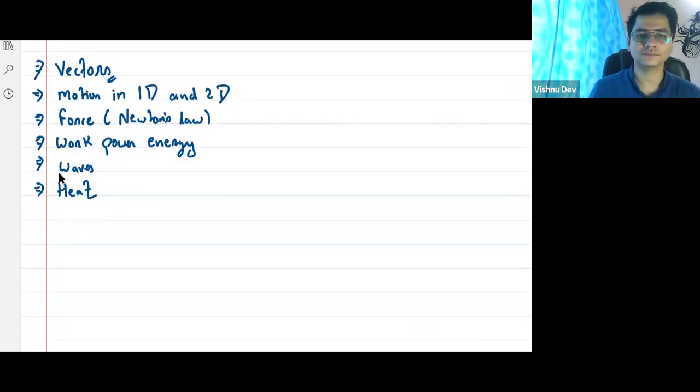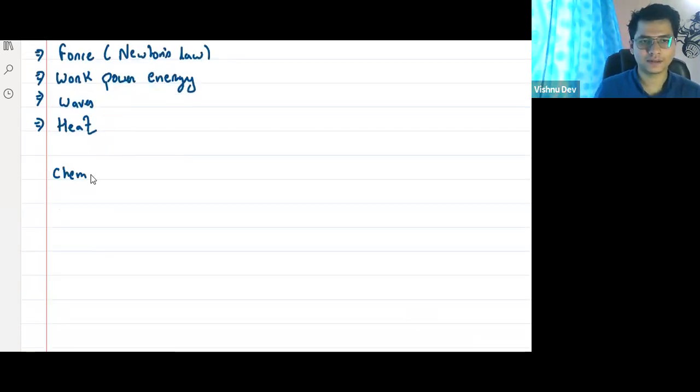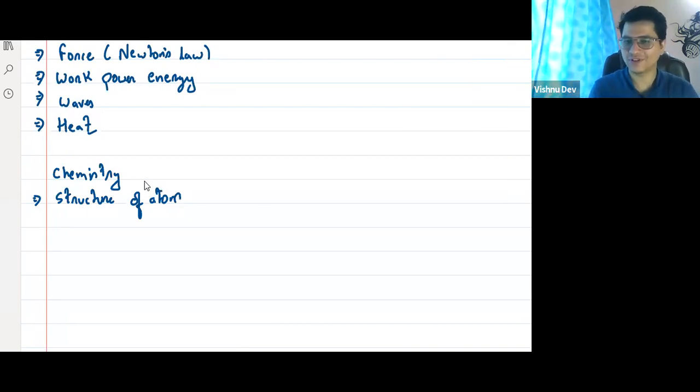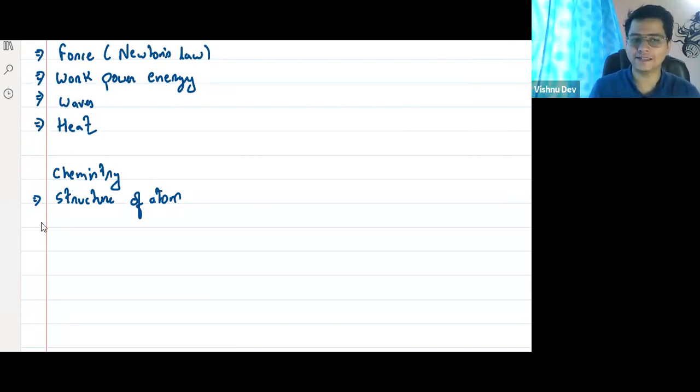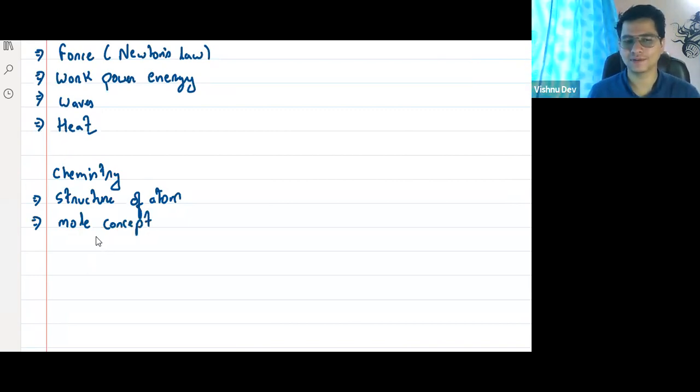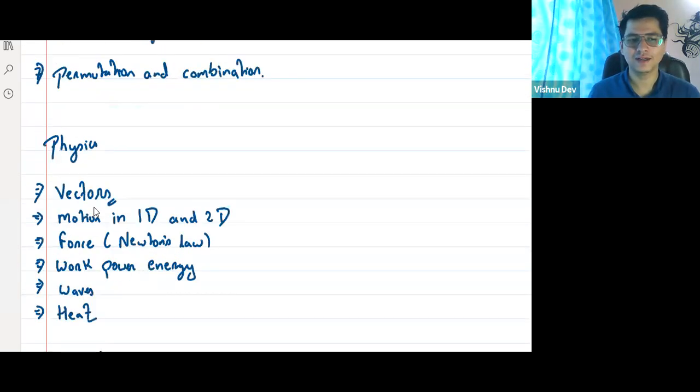Now, when you talk about chemistry, we have structure of atom. That is in your syllabus. I hope all of you have gone through your syllabus. So we'll study this in detail. And the second chapter is mole concept. This is also in your syllabus, right? These are the compulsory topics that we finish.